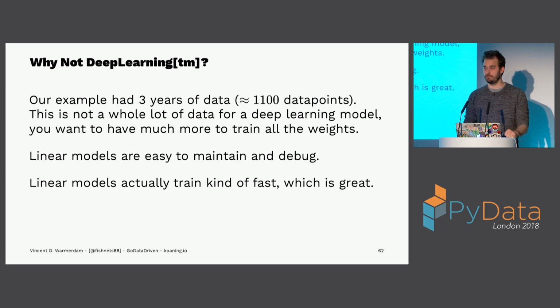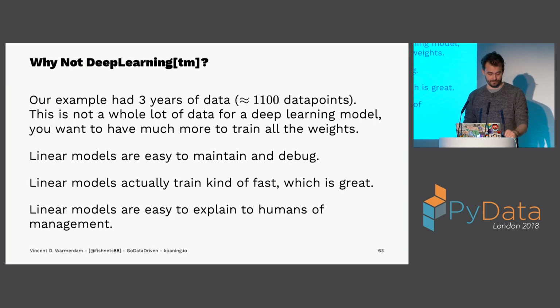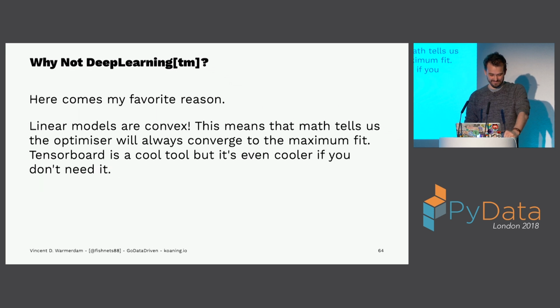I train deep learning in production now. I have to wait sometimes. And linear models are also very easy to explain to management, which, especially if you're a consultant, is a very useful thing. And here comes my favorite reason, and I didn't expect this at all, but when I'm running a deep learning model in production, linear models are convex. When the optimizer says I'm done, then I'm sure it's done, and it will not find a better place in the training set for a fit.